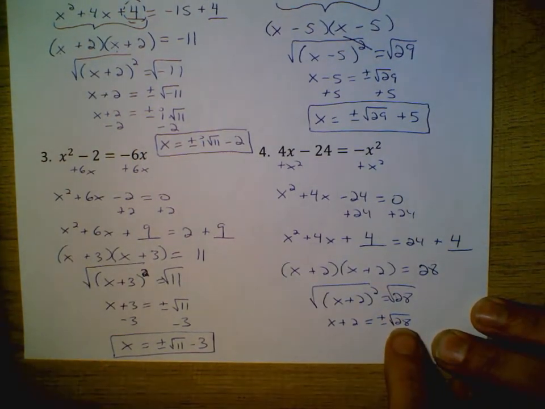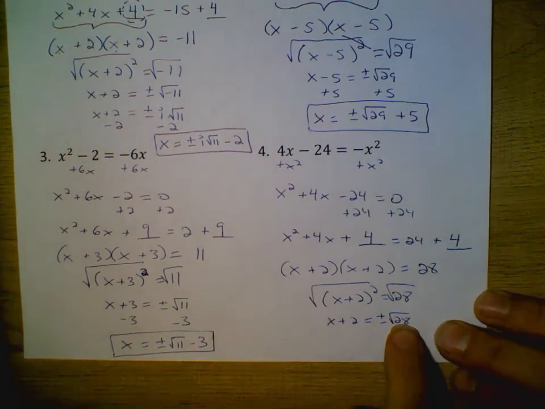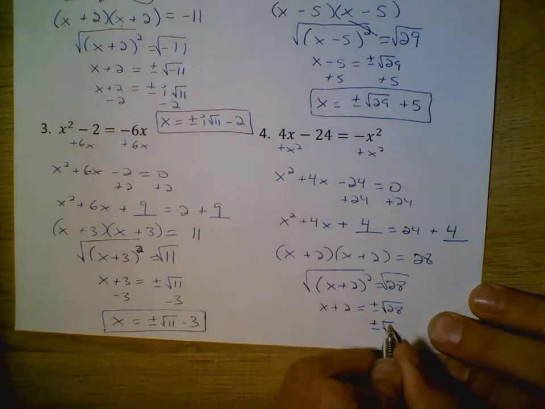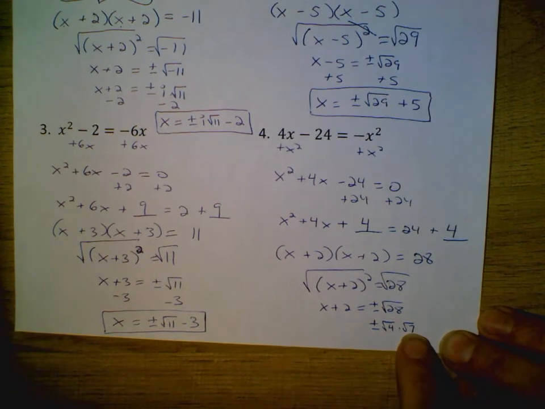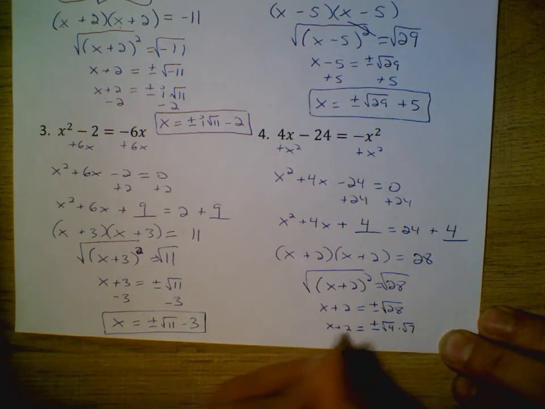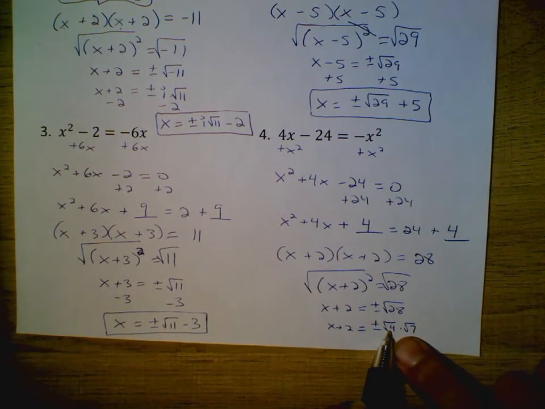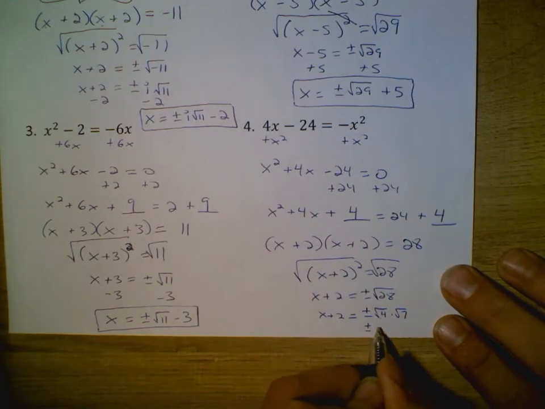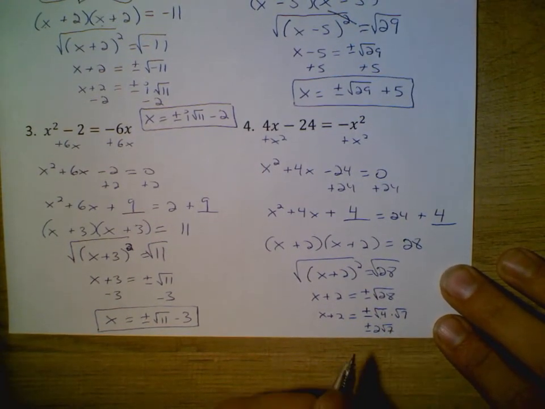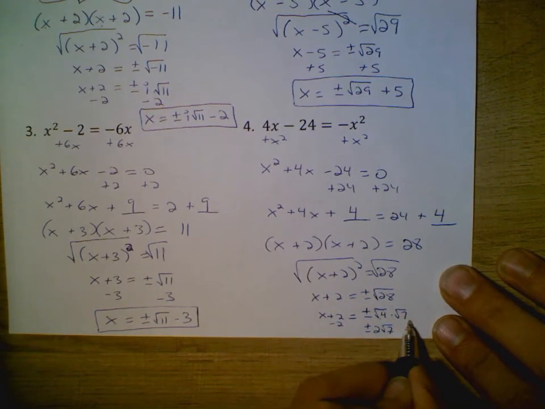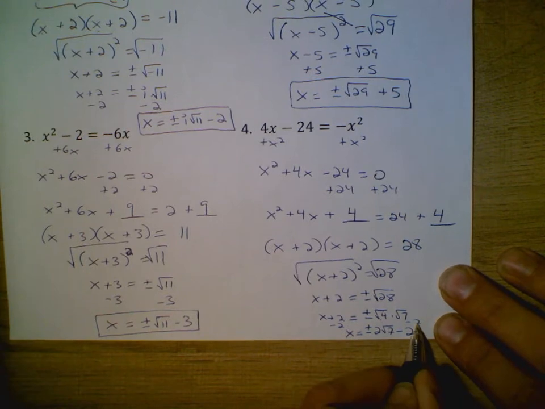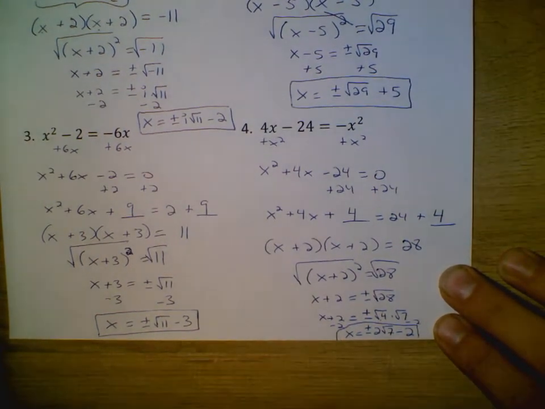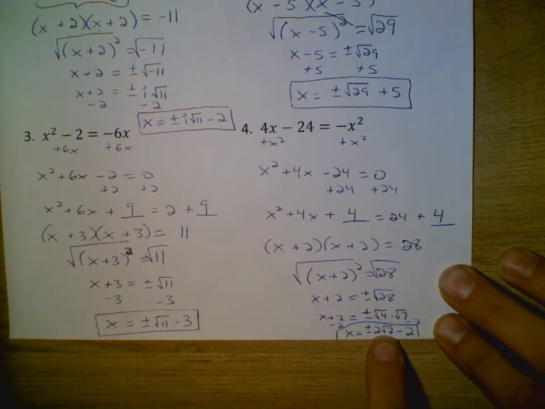Notice there is a perfect square that goes into 28, right? 4 does, so I can rewrite that as the square root of 4 times the square root of 7 equals x plus 2. And then really the square root of 4 is 2, so I get plus or minus 2 square root of 7. And then I know I'm going to subtract the 2 from both sides, so I can subtract the 2 now. And my final answer here is going to be x equals plus or minus 2 times the square root of 7 minus 2.